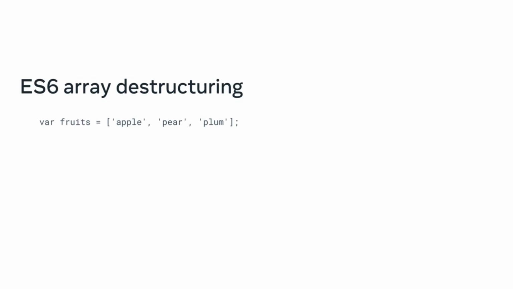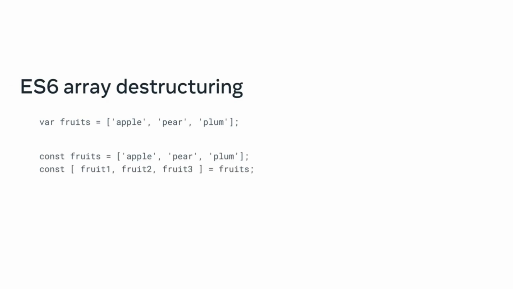But to make things clear, consider an example array called fruits, which contains the three strings apple, pear, and plum. With its ES6 version, JavaScript introduced the concept of array destructuring, which allows you to assign several variables from the array using a single line of code. In other words, you can assign apple, pear, and plum to the fruit 1, fruit 2, and fruit 3 variables quickly instead of one at a time.